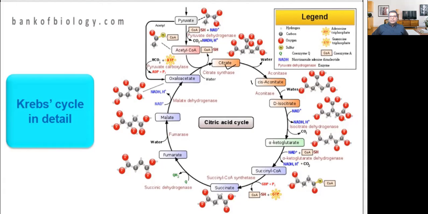Citrate, cis-aconitate, D-isocitrate, then alpha-ketoglutarate, then succinyl coenzyme A, then succinate, then fumarate, then malate, then oxaloacetate. These are the various points. Here there is a release of carbon dioxide. Here also there is release of carbon dioxide. Here there is a release of carbon dioxide.